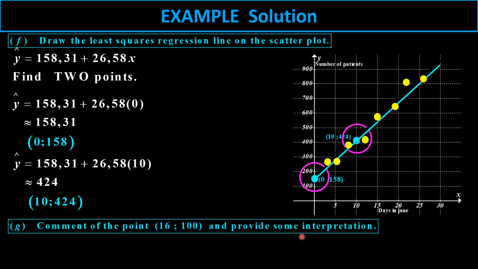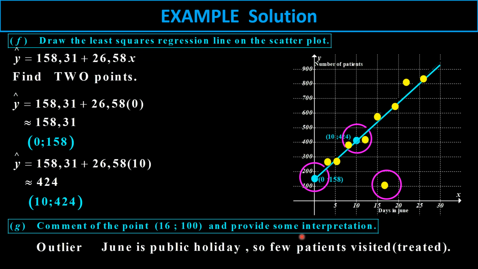Okay. Now we want to comment on the point 1600. Let's find 16. That's 16th of June, and 100, which is somewhere there. There's the point. Now what do you notice about that point? That's correct. It's an outlier. Okay. But now they say provide some interpretation. You're South African, so you should know what's the significance of the 16th of June. 16th of June is Youth Day. It's a public holiday. So maybe on that particular day, not so many people went to visit the hospital. They're either going to the beach or attending a function. So it's an outlier, and a possible explanation is because it was a public holiday, few patients were treated or visited the facility.